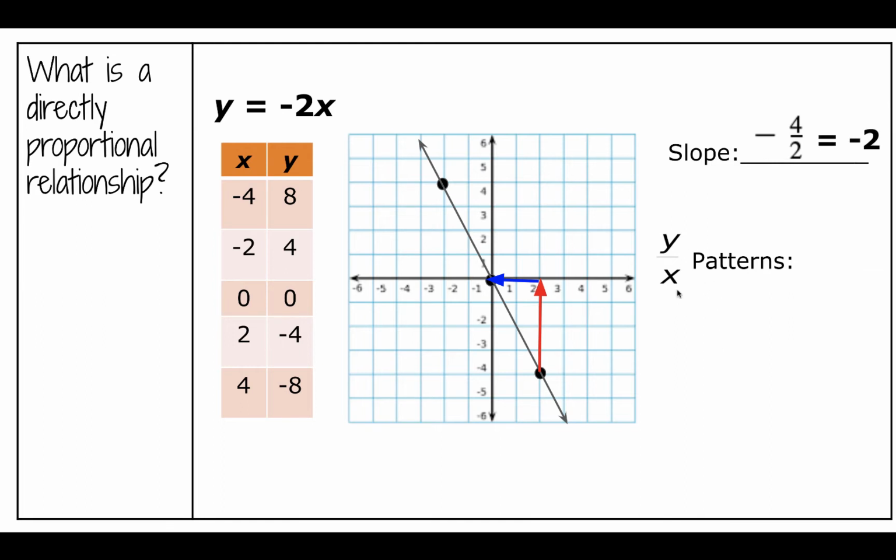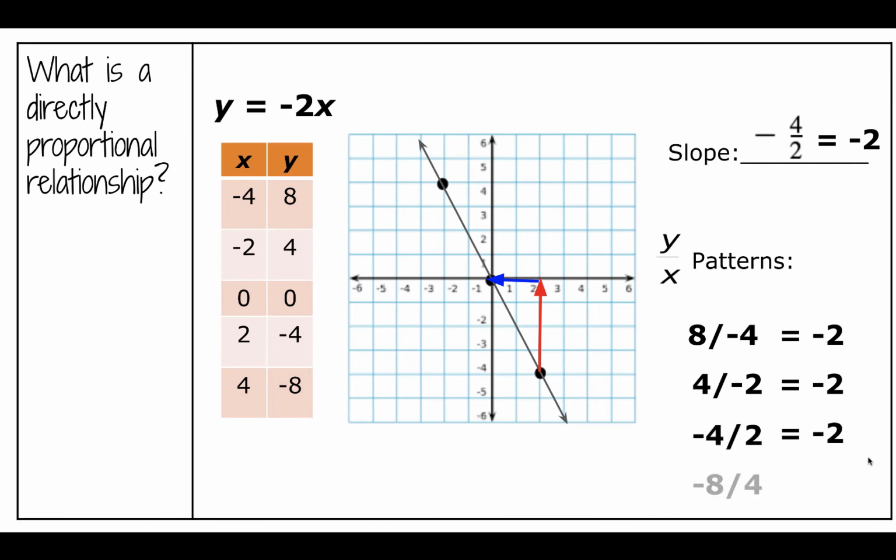Let's make sure our y to x pattern matches our slope. Is the ratio of y to x a constant value? Let's take our first ordered pair and we're going to take our y value divided by our x. You can see that gives us negative 2. My signs don't agree, so my quotient's going to be negative. 8 divided by 4 is 2. 4 divided by negative 2, negative 2. 0 divided by 0, we're skipping that. We can't divide by 0. It's a special case. Negative 4 divided by 2, negative 2. Negative 8 divided by 4, negative 2.